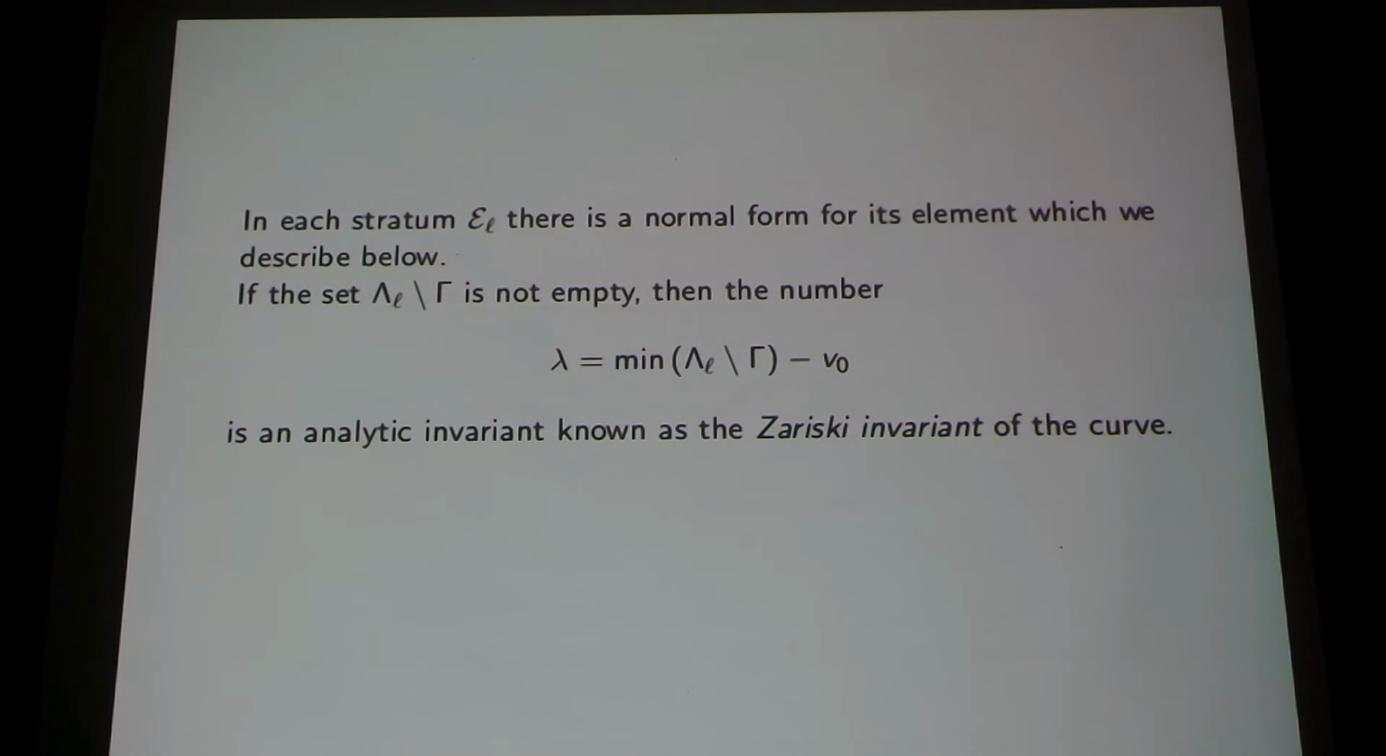First of all, we have to introduce the Zariski invariant of the curve. So in the set Lambda_L, which is the set of values of differentials on the curve belonging to the stratum E_L, minus the semigroup of values gamma, if this set is not empty, then the number lambda, which is the minimum of this set shifted by v0, is an analytic invariant known as the Zariski invariant of the curve.